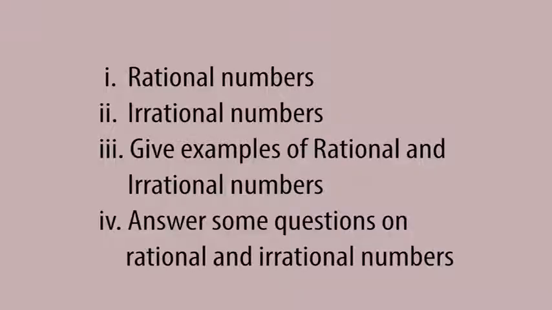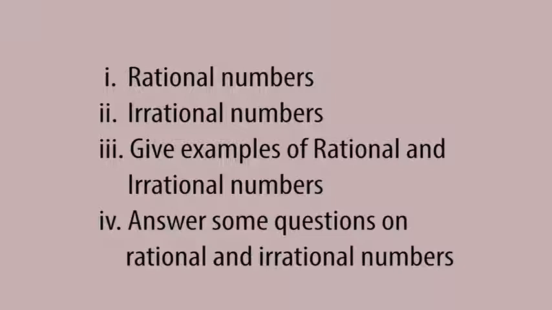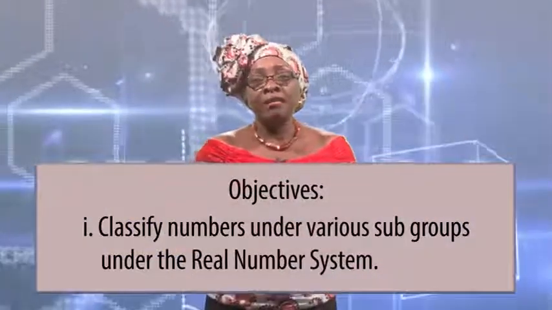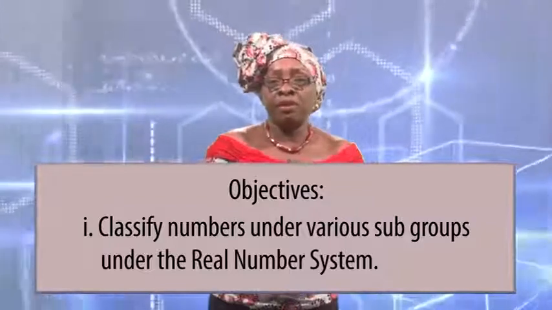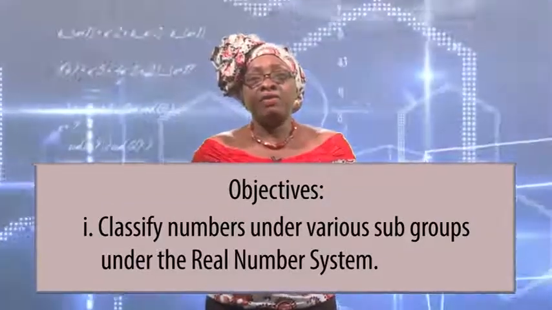We are going to look at rational numbers, irrational numbers, and again, rational and irrational do not mean what we have in ordinary and everyday English language. We will also look at some examples of these types of numbers and work some questions. By the end of this lesson, we should be able to classify numbers under various subgroups under the real number system.